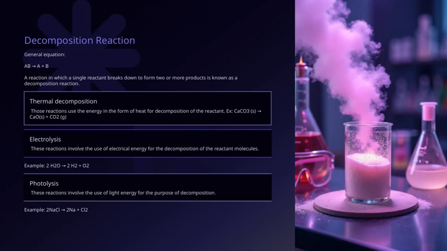Now, let's look at some specific examples of decomposition reactions. First, consider the reaction.